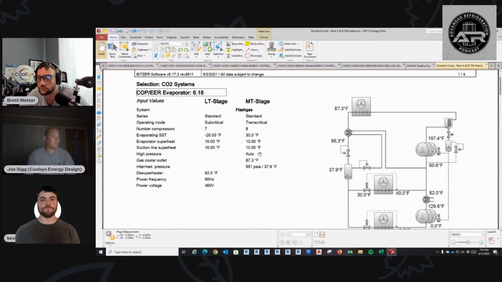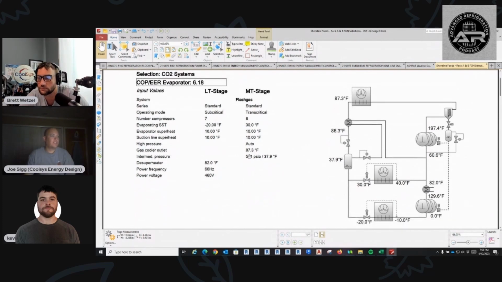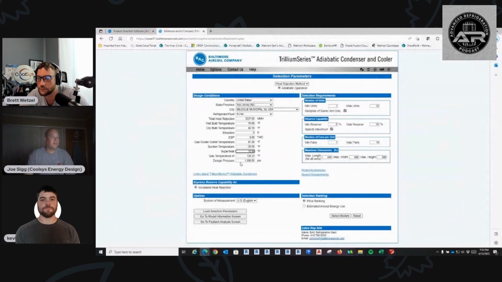Okay, that's the intermediate pressure I'm looking at. The high pressure was set to auto here, so we just let it ride. If you're looking at a transcritical side of life, you can select your compressors for a higher high side pressure than what you're actually condensing at. In this case we selected auto, so it's going to select it for whatever temperature you're condensing. So you don't have to worry about that. This changes based upon whatever you put in for your gas cooler outlet temp.